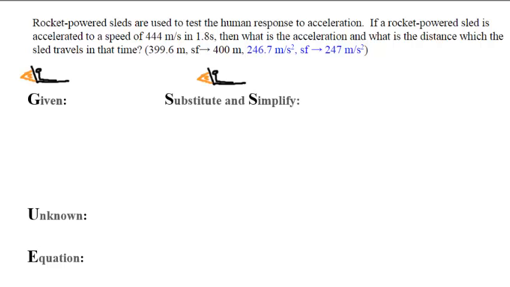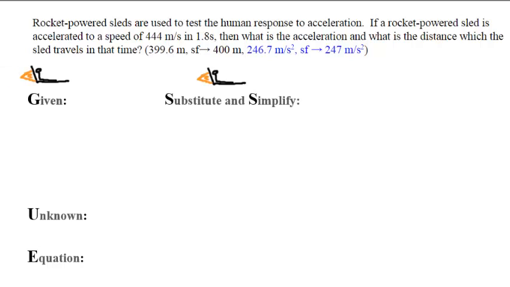Rocket-powered sleds are used to test the human response to acceleration. If a rocket-powered sled is accelerated to a speed of 444 meters per second in 1.8 seconds, then what is the acceleration? And what is the distance in which the sled travels at that time?